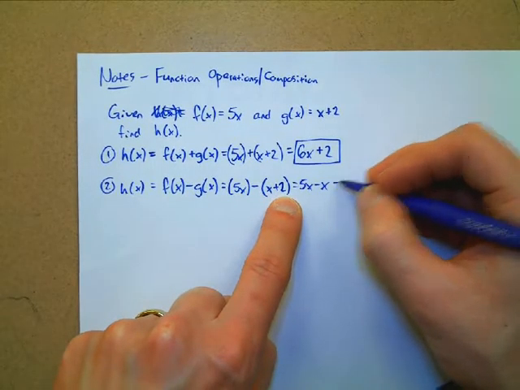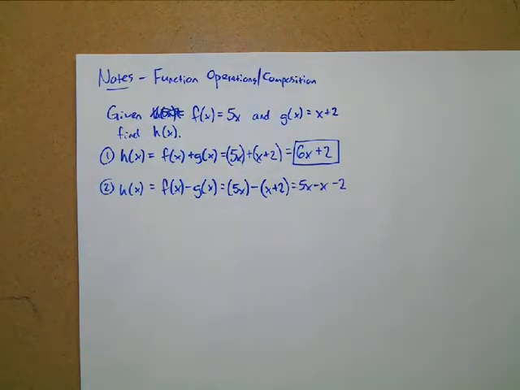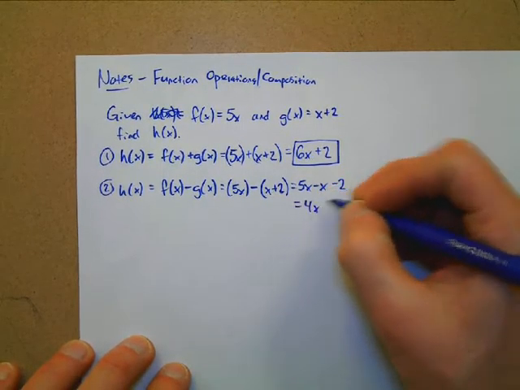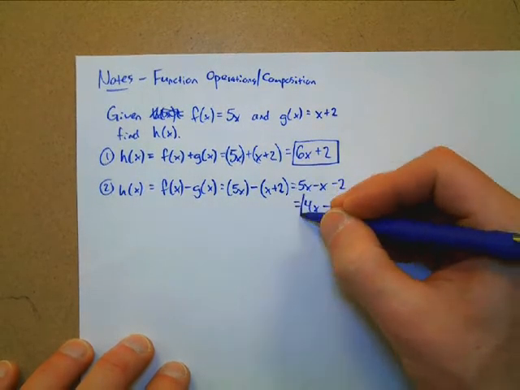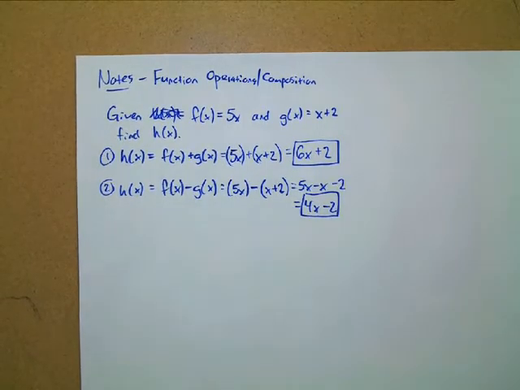Okay. 5x minus x minus 2. And so that's going to simplify. 5x take away an x is 4x. And there's nothing for the 2 to go with, so it's just 4x minus 2. So watch those parentheses there. We want to make sure we have parentheses in there. All right.